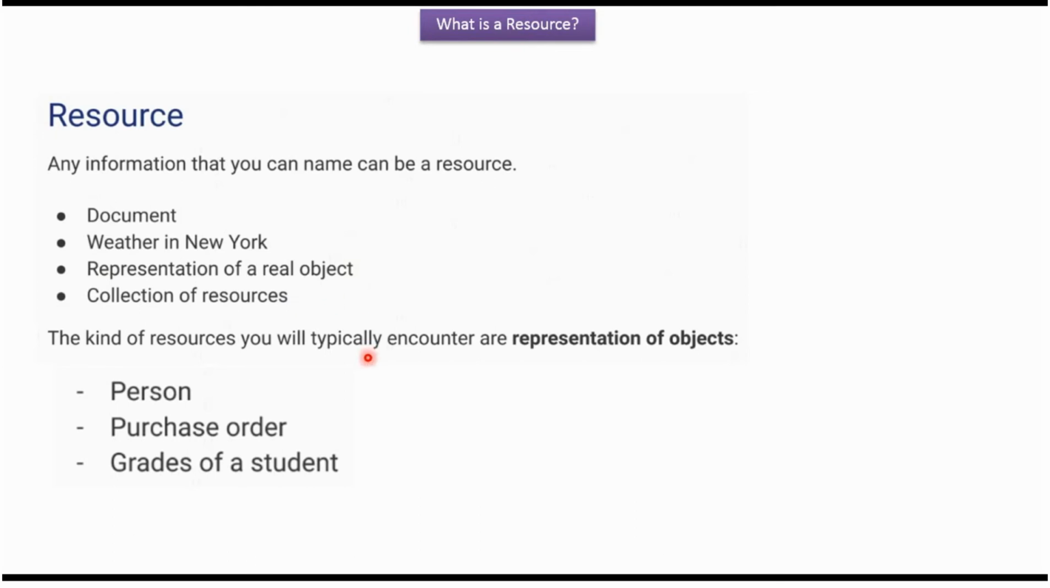The kind of resources you will typically encounter are representations of objects. For example, a representation of a person, like person name, person age, email address, salary information, etc. A representation of a purchase order, like order details, product name, product price, seller information, etc. And grades of a student, like the mark details.